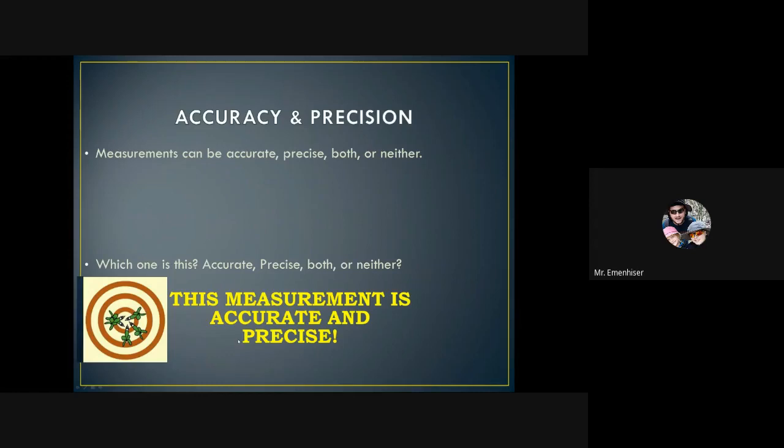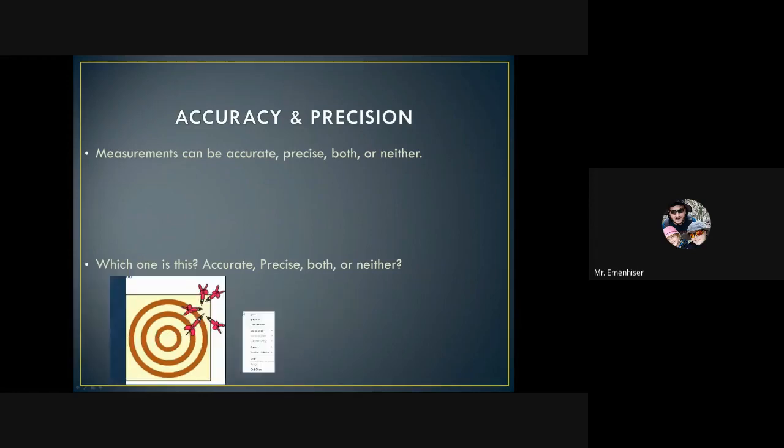This one, we did that. This one is precise because they're all in the same spot, but he was off. His technique was wrong. And then we call that systematic error. So he was throwing a little high or something. He was overcompensating, and so he ended up throwing them kind of high. But he threw them all in the same spot. So that's precise but not accurate.